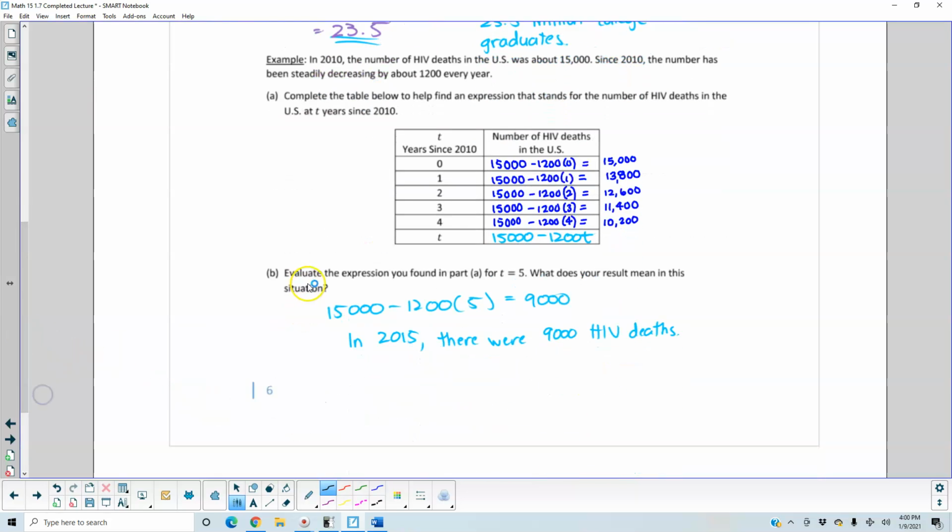Now for Part B, it says evaluate the expression found in Part A for when T is equal to 5. And then what does the result mean in this situation? So plugging in T to be 5, it's going to be 15,000 minus 1,200 times 5, which is equal to 9,000. So 5 years have passed since 2010, which makes this the year 2015. So we would say that in 2015, there were 9,000 HIV deaths.